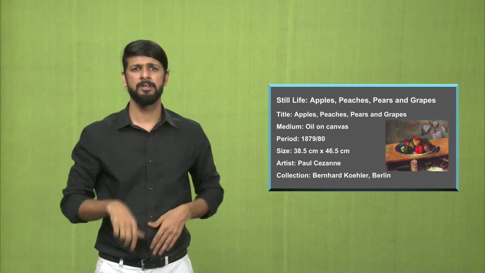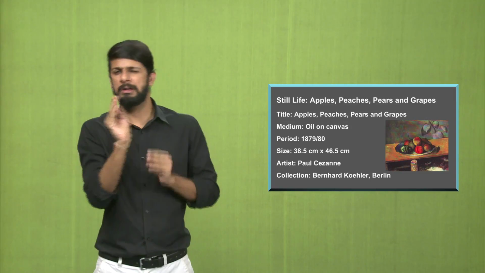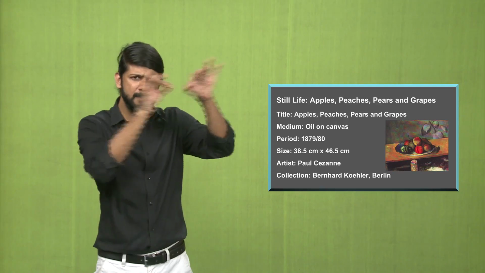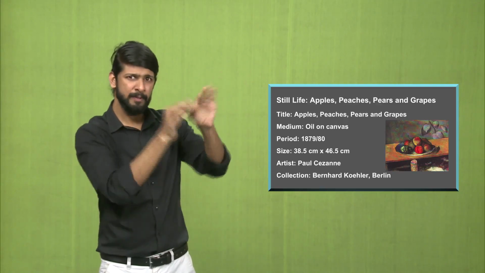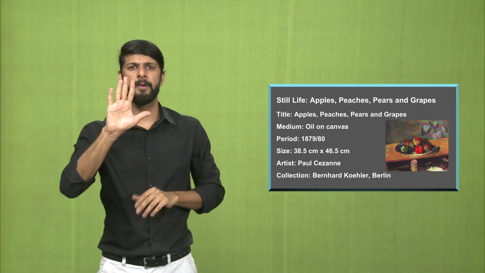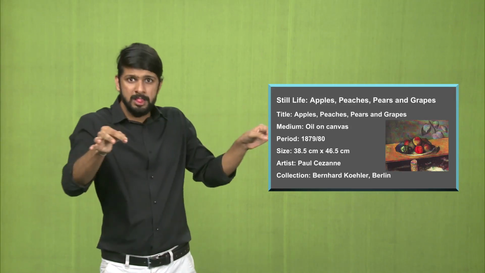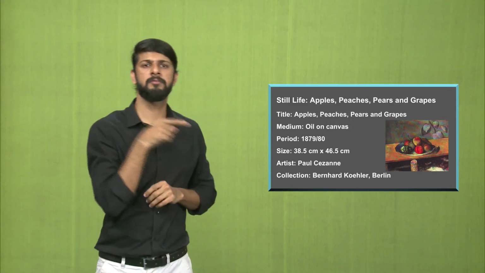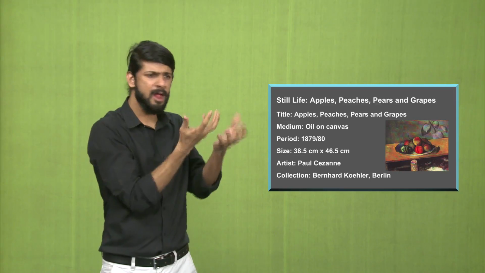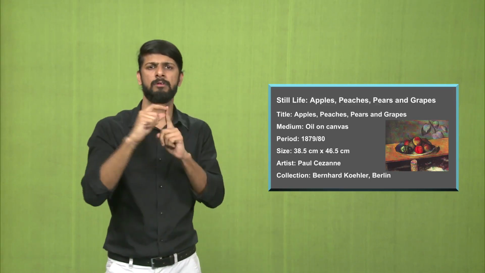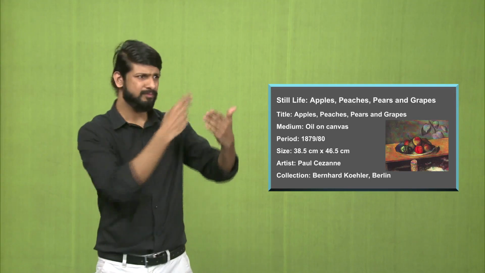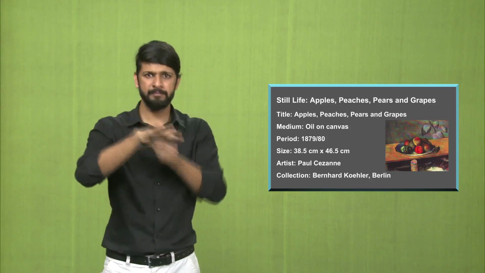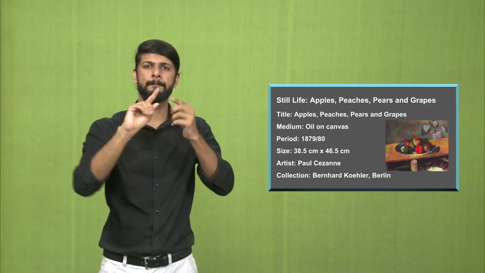Period is 1879 to 1880. Size of this painting is 38.5 centimeters by 46.5 centimeters. Artist: Paul Cézanne. Collection: the Bernhard Koehler collection at Berlin.